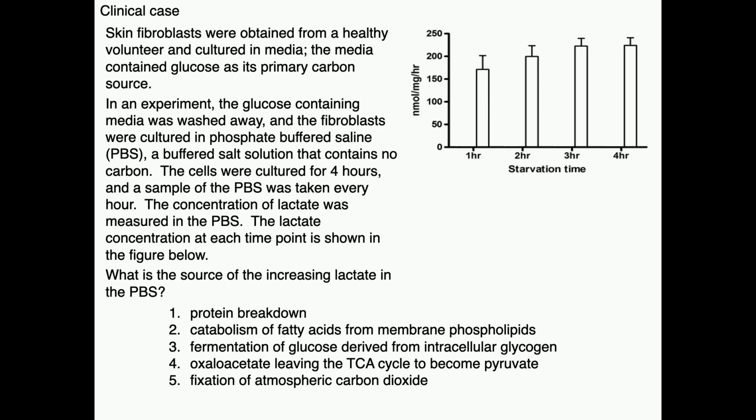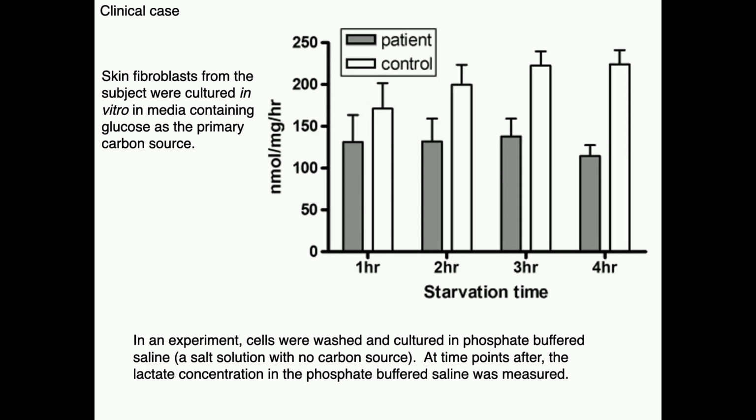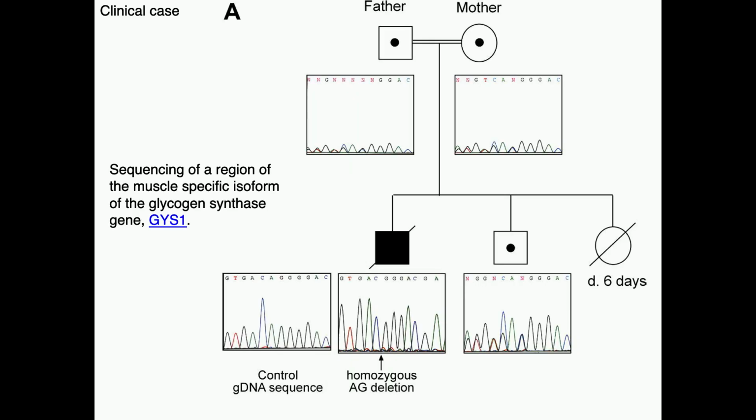So those were normal fibroblasts. The fibroblasts that were isolated from the child shortly after he died did not have that response. So there was presumably an inability to utilize intracellular glycogen. In this case, the problem was the muscle-specific isoform of glycogen synthase.